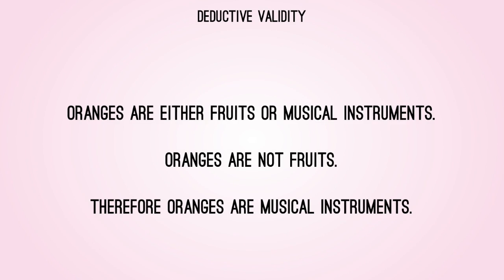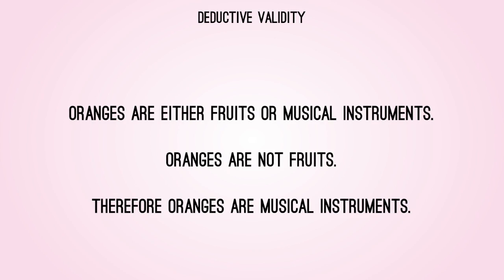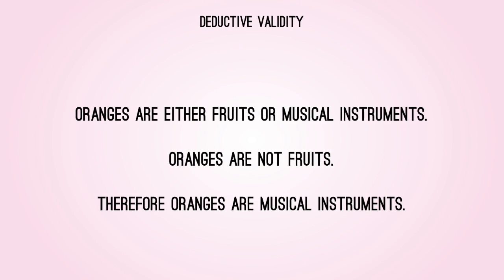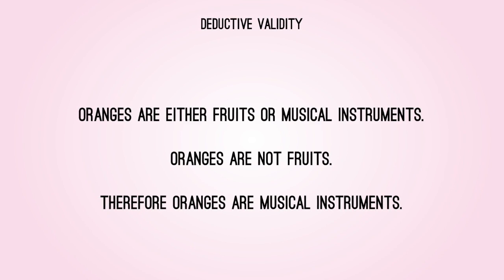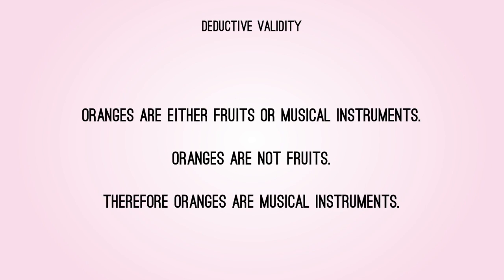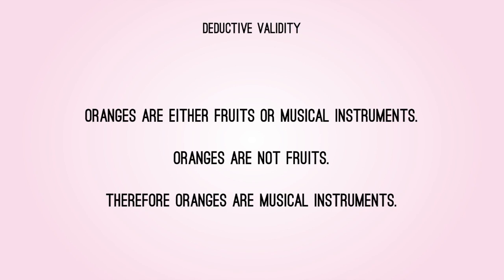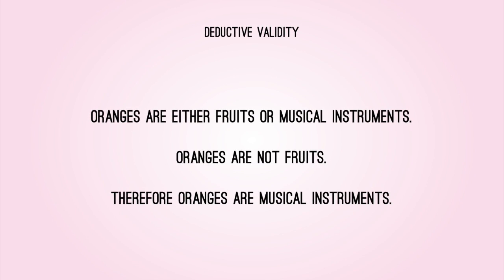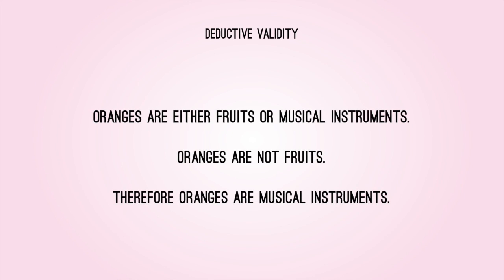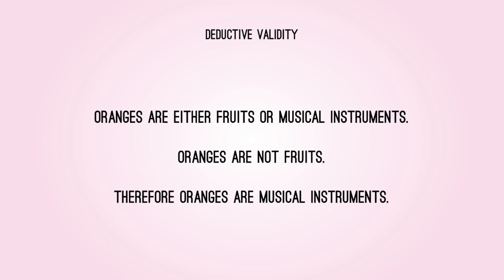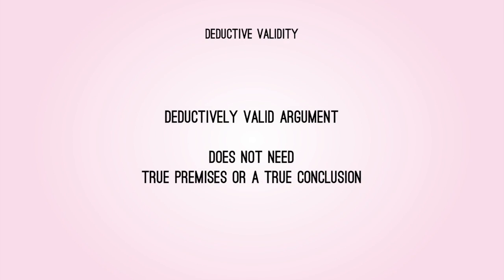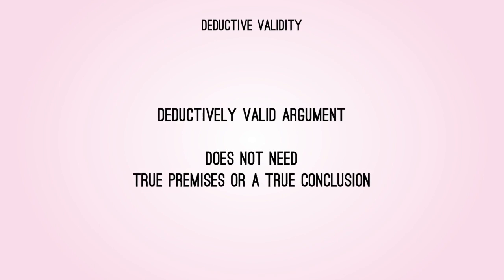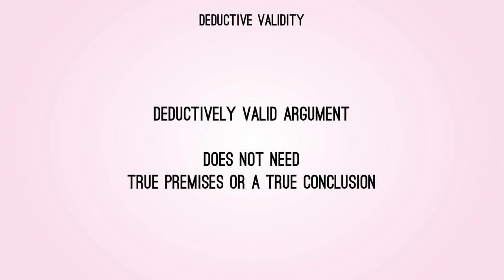Consider this example. Oranges are either fruits or musical instruments. Oranges are not fruits. Therefore oranges are musical instruments. The conclusion of this argument is ridiculous. Nevertheless, it follows validly from the premises. This is a valid argument. If both premises were true, then the conclusion would necessarily be true. This shows that a deductively valid argument does not need to have true premises or a true conclusion. Conversely, having true premises and a true conclusion is not enough to make an argument valid.